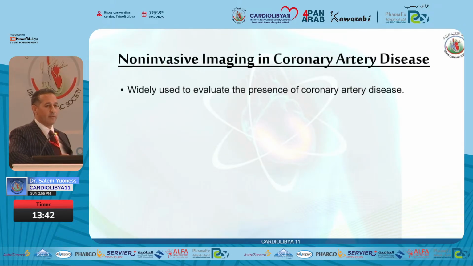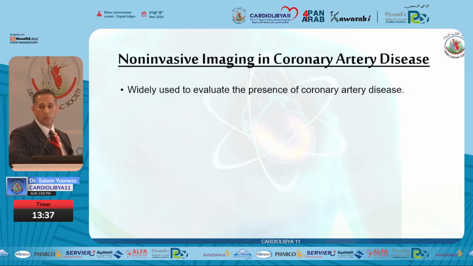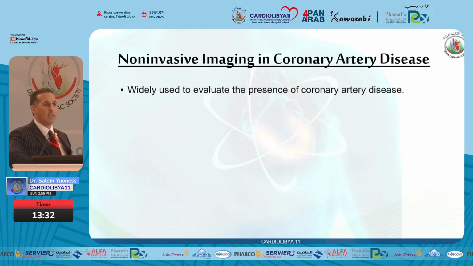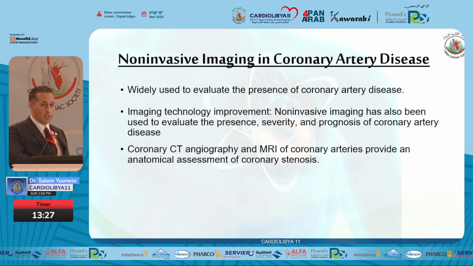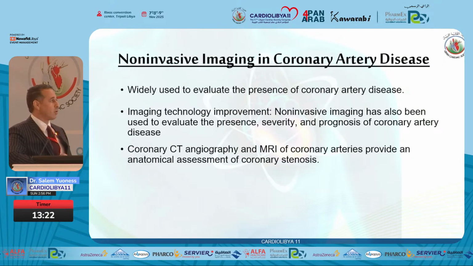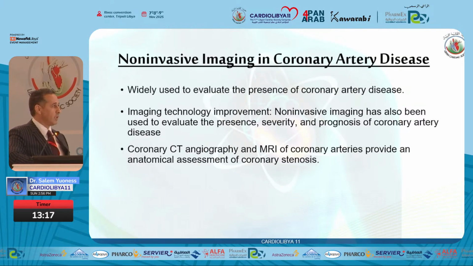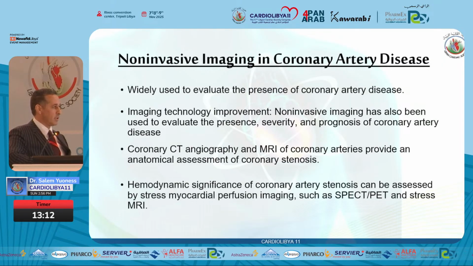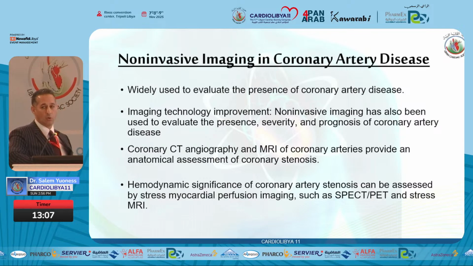Now, we have invasive imaging and we have non-invasive imaging. We'd like to always go to non-invasive imaging because it has fewer consequences for the patient, is faster, and you can get the results quickly. It's widely used, and functional imaging has now added sensitivity and specificity. Coronary CT angiography and MR give only the anatomy for coronary stenosis and coronary artery disease. Then we have the hemodynamic significance of coronary artery disease, which can be assessed by SPECT, PET, or MRI.